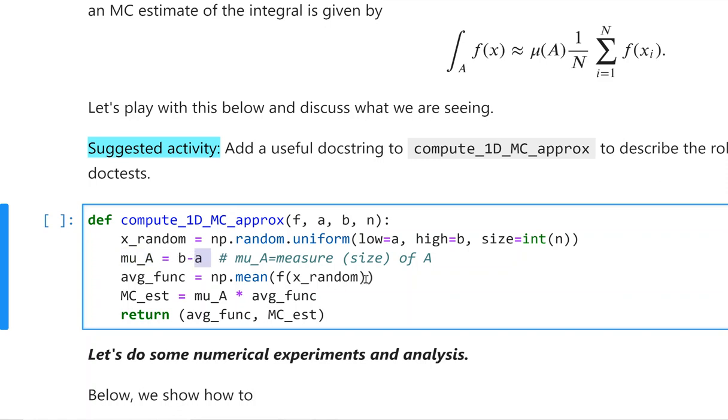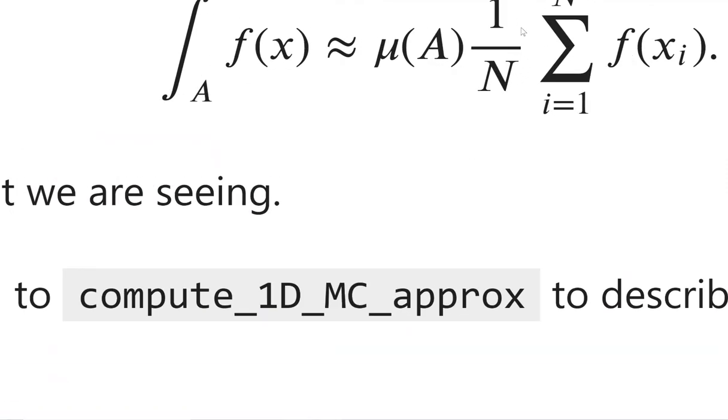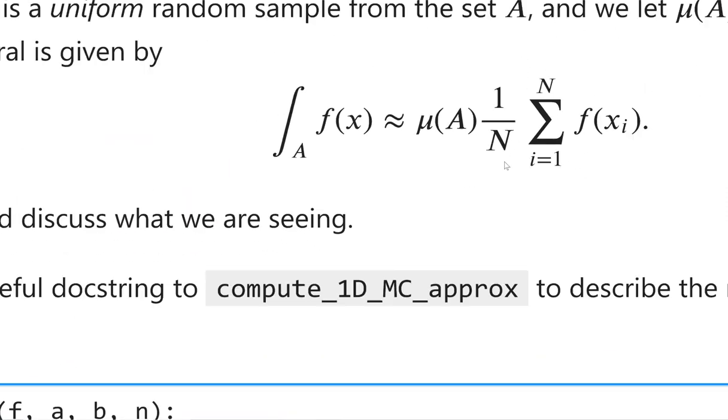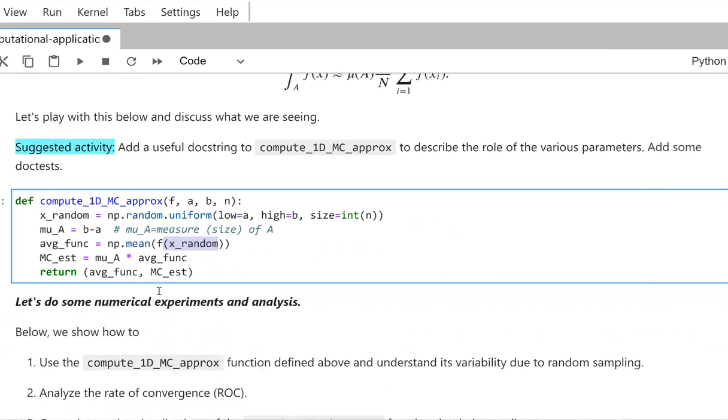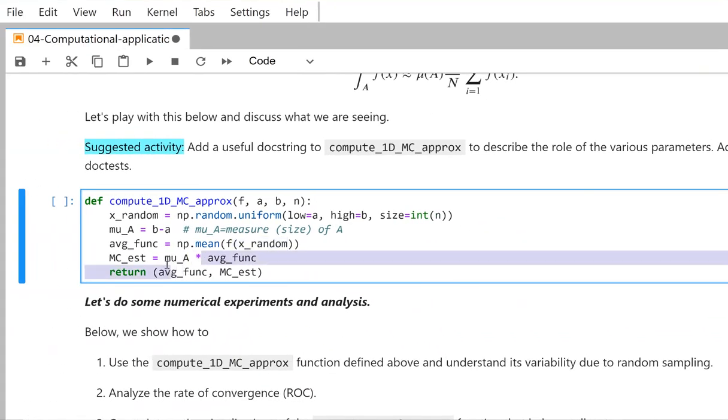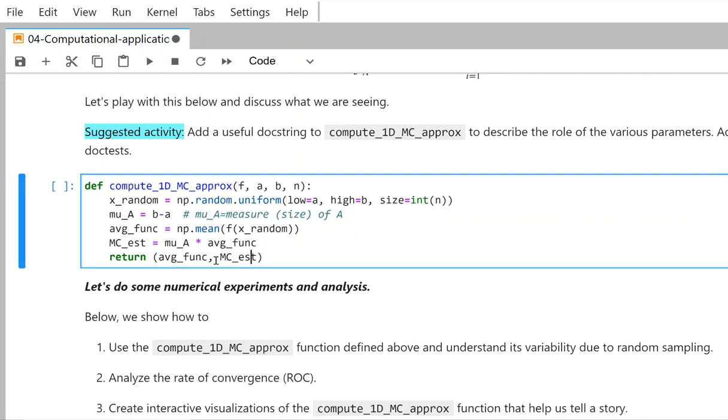It's just equal to B minus A. I use the mean function in NumPy to compute the mean, the average value of the function values on these random points. That's going to be computing this right here, that summation times 1 over n. That's going to be given by this mean function. That's all you have to do there. And then I just have to multiply that average function value by mu of A. And then I want to return the average function value as well as the MC estimate. I want to return both as a tuple.